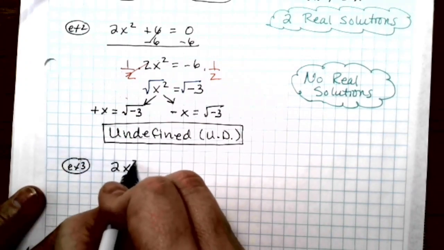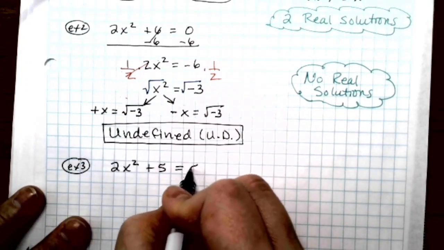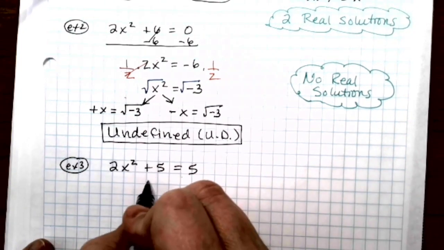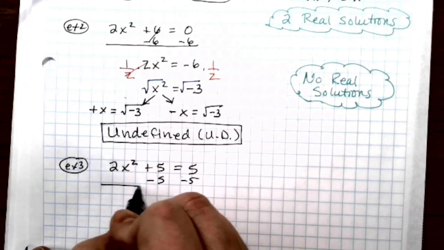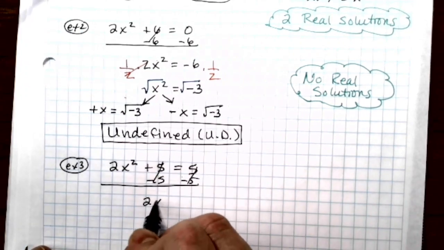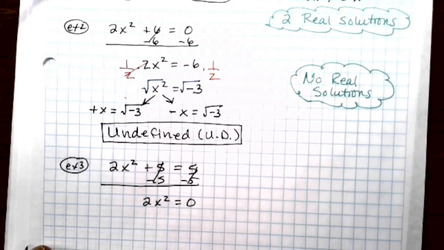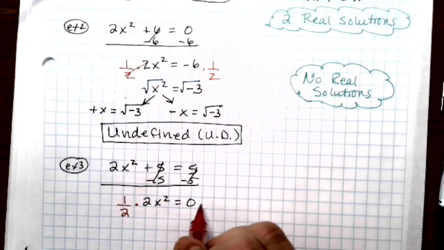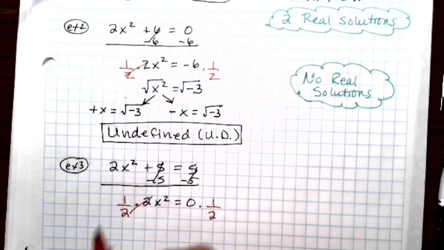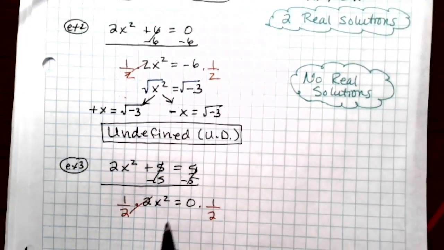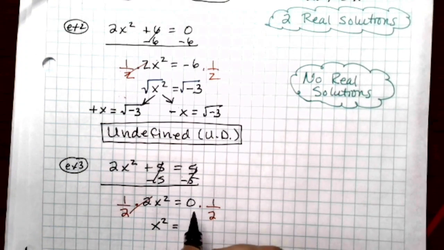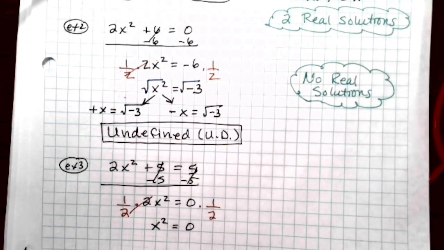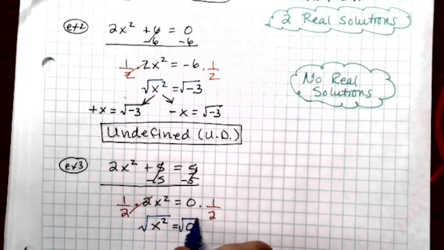You've got 2x squared plus 5 equals 5. Okay, so first step, isolate the x squared. So subtract 5. That gives us 2x squared equals 0. Step 2, eliminate the scalar with the reciprocal. So multiply both sides by 1 over 2. So now the x squared is alone, and 0 times a half is 0. Okay, step 3, square root both sides.